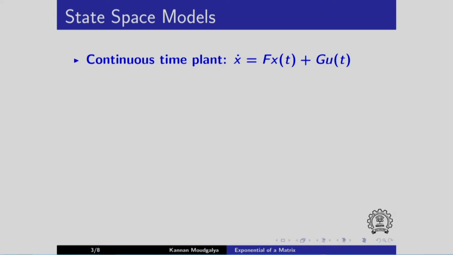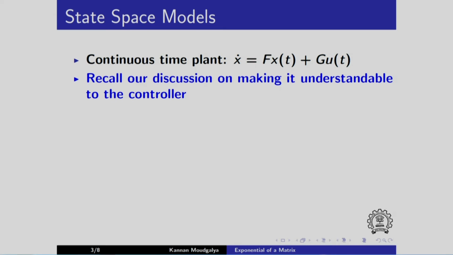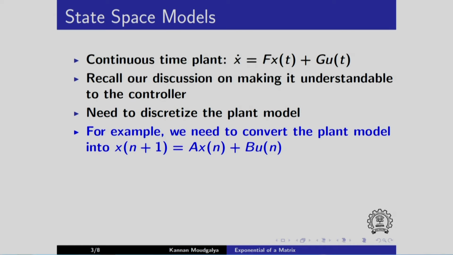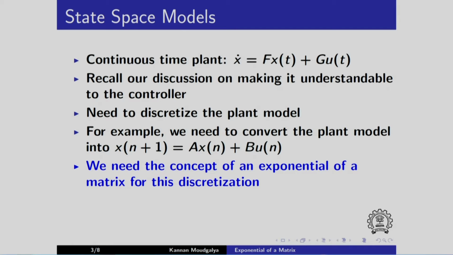Remember, we work with continuous time plants of this form: x dot equals fx plus gu, and we discussed the need to make it understandable to the controller, and we agreed to discretize the plant model. For example, we need to convert the plant model into this form where n is given by the sampling instance. We need the concept of an exponential of a matrix for this discretization. This is what we have.